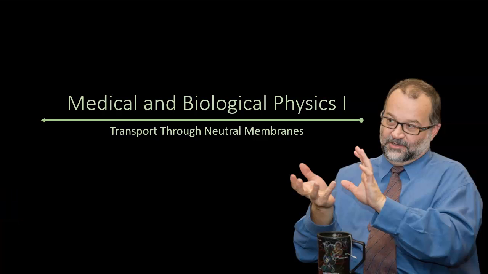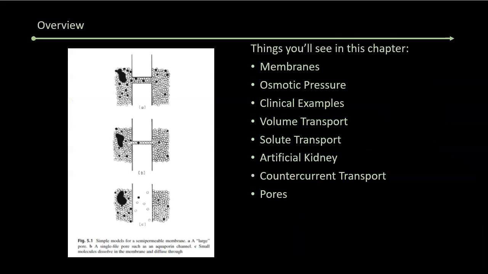Transport through neutral membranes is vitally important for all biological systems because of several things. But here are the kind of things we're gonna cover as we go through this: membranes, osmotic pressure, clinical examples, volume transport, solute transport, an artificial kidney, how that looks, countercurrent transport, and pores.